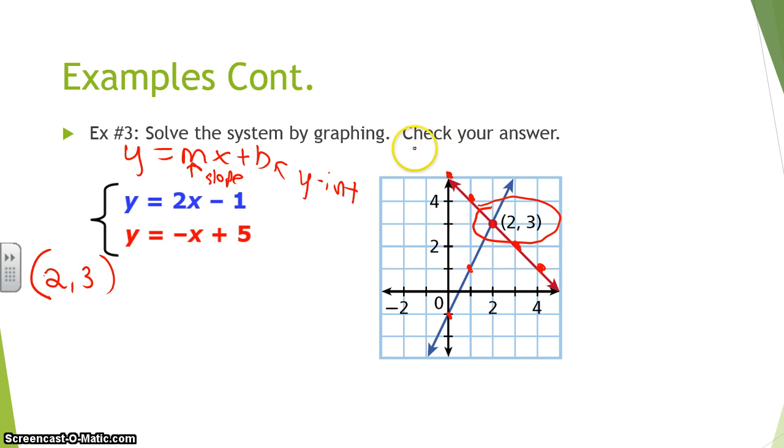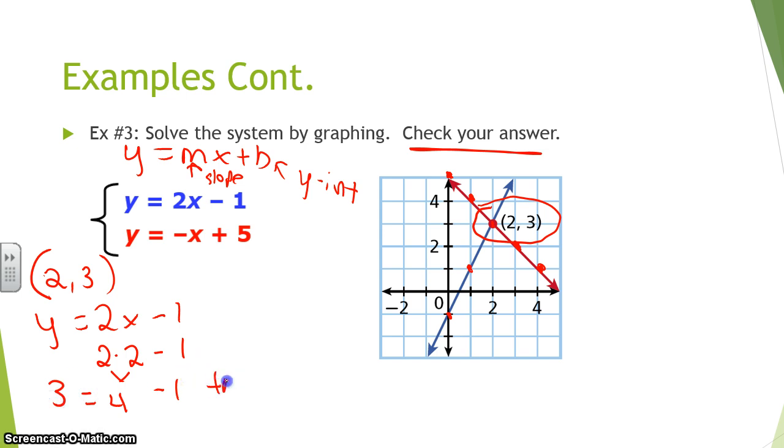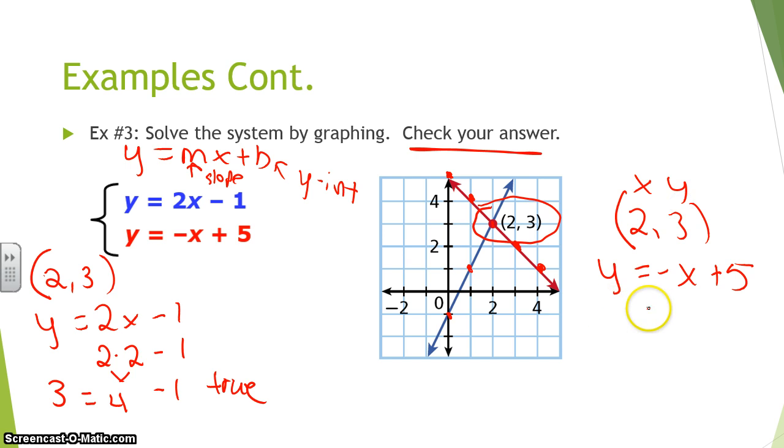Let's check that because it does say check your answer. Let's set up y equals 2x minus 1. 2 times x, 2 times 2 minus 1. 2 times 2 is 4 minus 1. Does that give me 3? That is true. Let's set up the second equation with my ordered pair 2, 3 to make sure that's true as well. So we have y equals -x plus 5. So we have -2 plus 5. Does that give me 3? It sure does, so this is true as well.